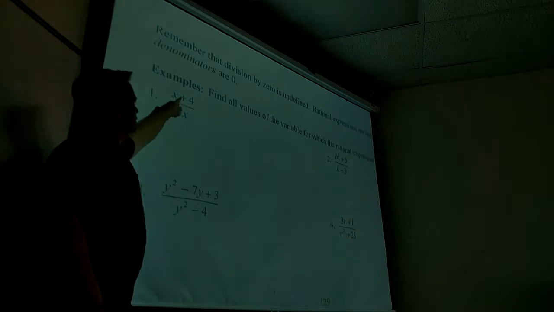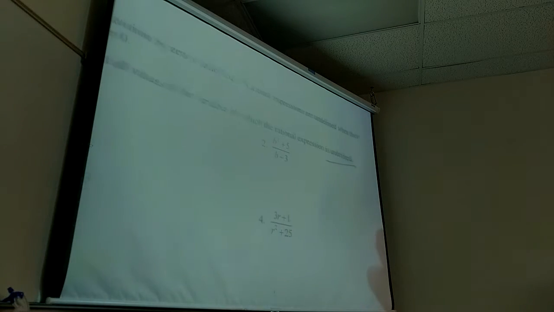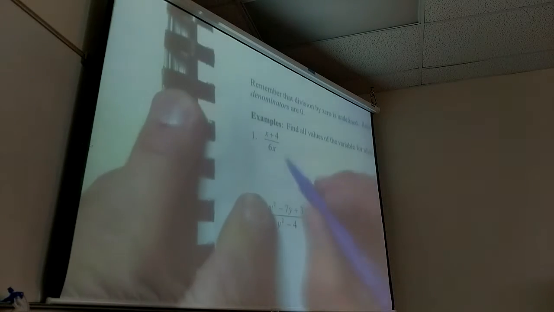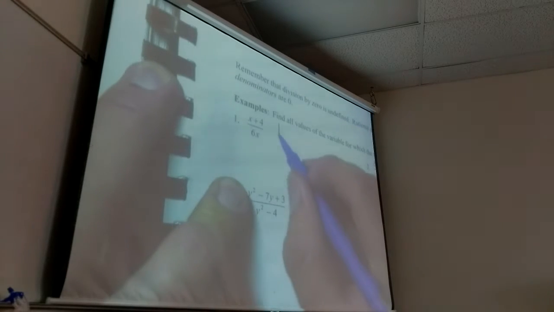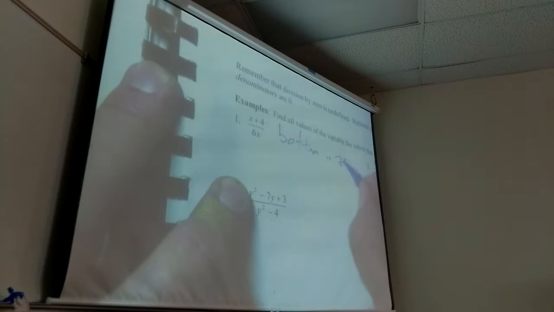So when they ask me to find all values for which the rational expression is undefined, that's a major clue. What's undefined mean? The bottom is 0. So what I can do is I can just say, in English, bottom is 0. That's what makes it undefined. Bottom is 0. And then solve. So x equals 0 makes it undefined.